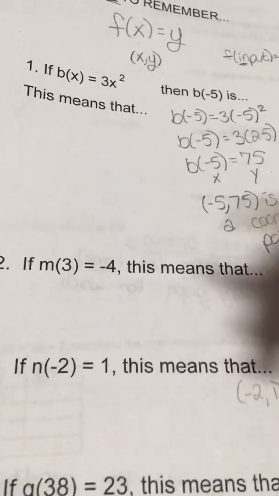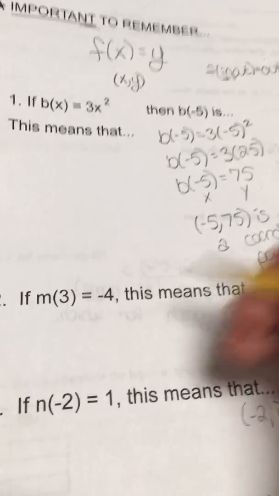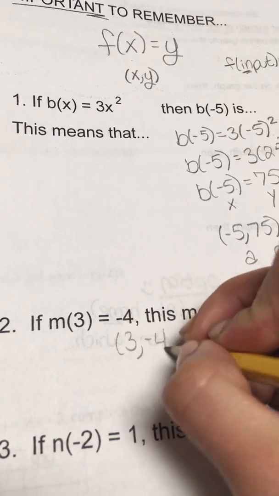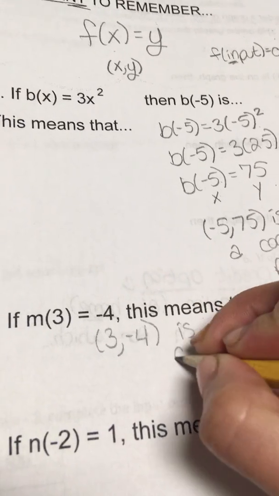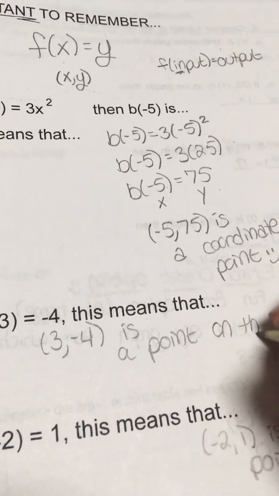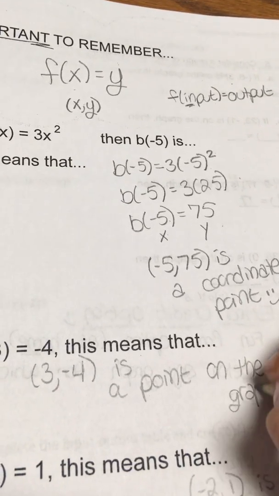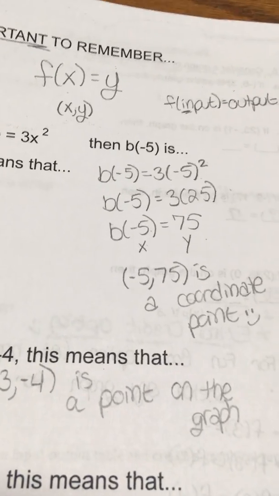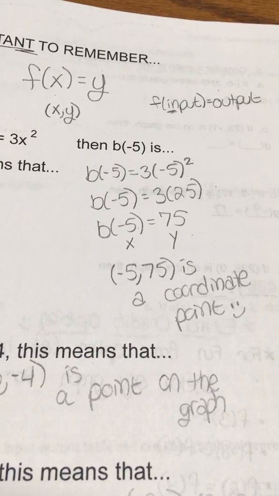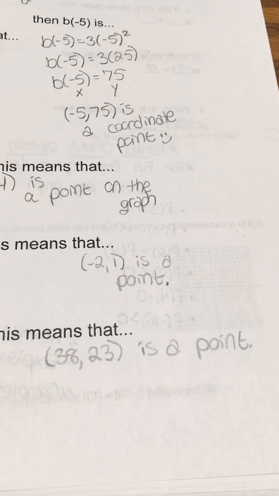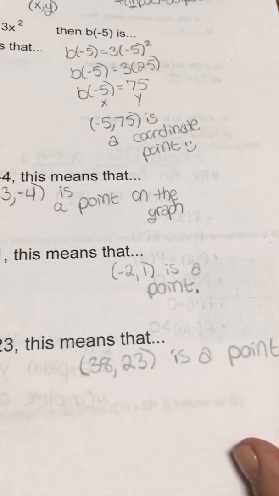So we'll do another one. If m of 3 equals -4, we don't have any work to do here. Basically just means that the point 3, -4 is a point on the graph. So I'd like you to pause the video here, try problems 3 and 4, and then check your answers. So those are the answers to problems 3 and 4. And we'll move on to page 16 together.